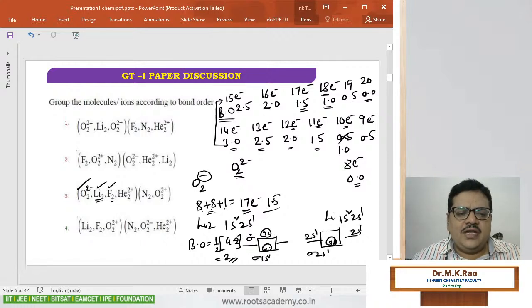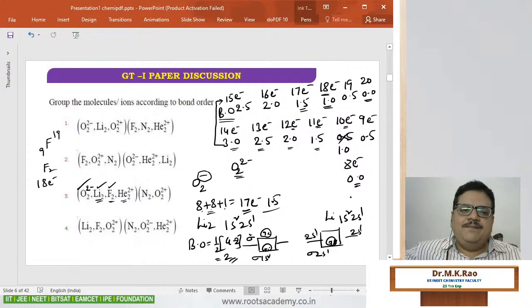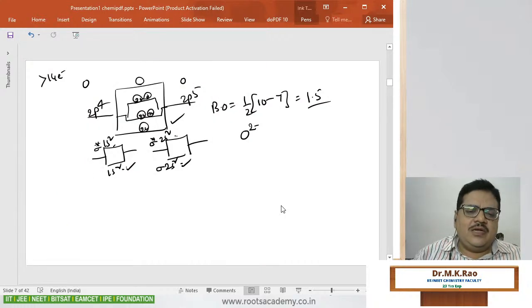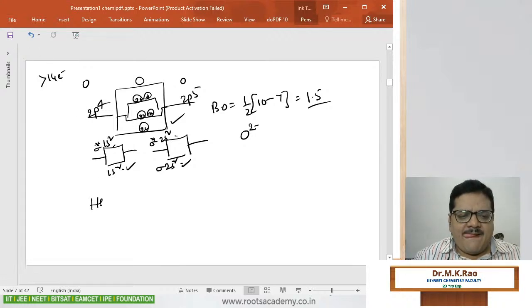Fluorine F2. F2 means 18 electrons, because fluorine atomic number is 9. If I am saying F2, 18 electrons. So 18 electrons means 1.0. So helium 2, 2 plus. See properly the helium atomic number, it is 2. So helium 2.